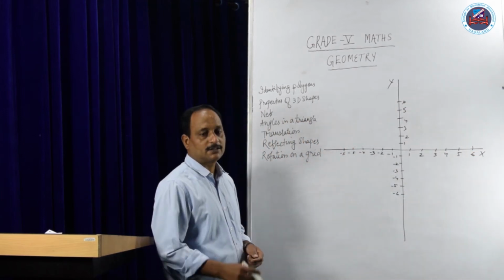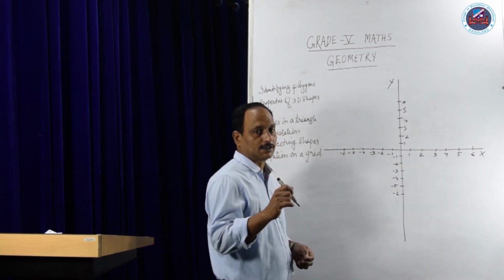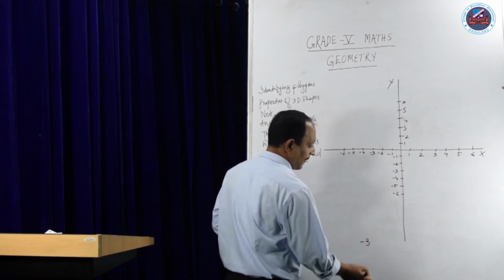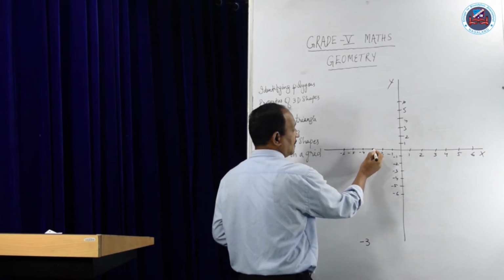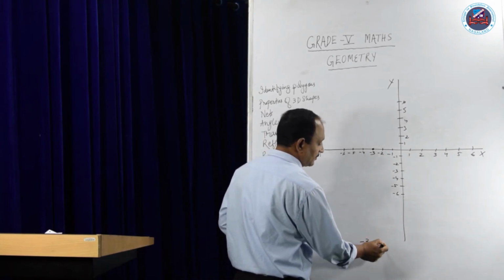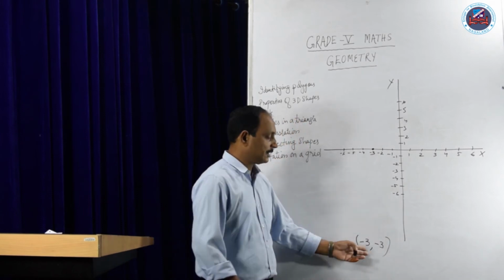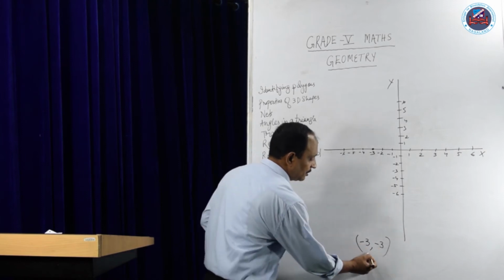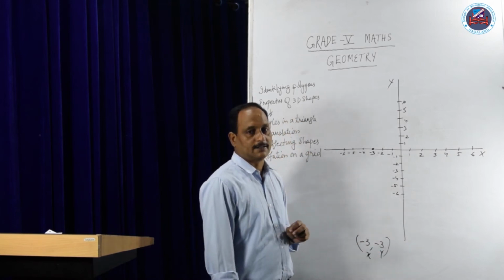Now, what is a coordinate? Coordinate means the marking of the points. Suppose I am writing minus 3, minus 3. When it is given in this form, whatever number it may be, either plus or minus, the first number will be your x-axis and the second number will be the y-axis.